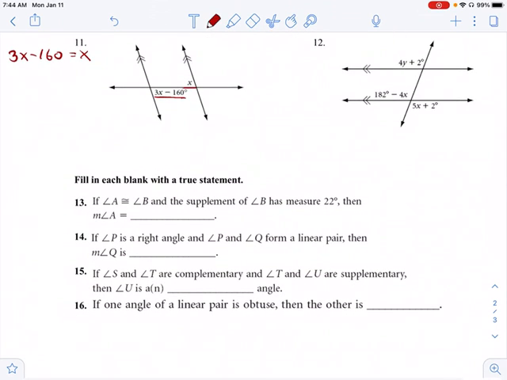And finally, being able to answer some of these questions, filling it in with a piece of vocabulary. So if angle P is a right angle, and P and Q form a linear pair, then the measure of angle Q has to be 90 degrees. I'm giving it a numeric value versus just saying it's a right angle because it's asking for the measurement. But yeah, just trying to decode some of those statements in order to get results.